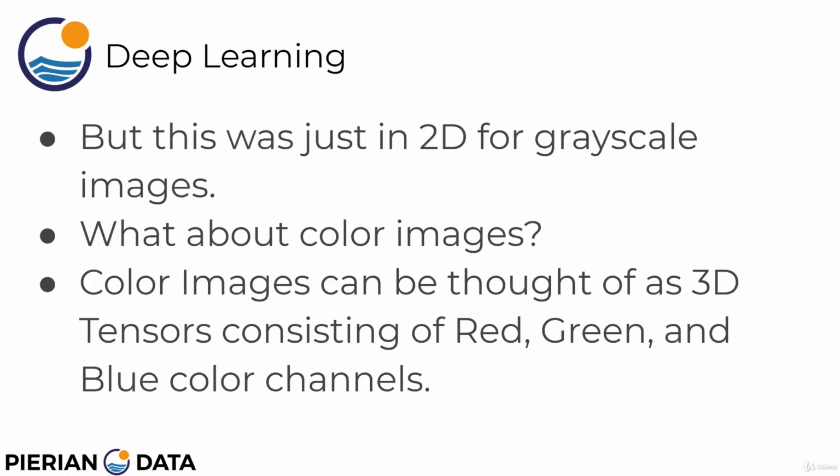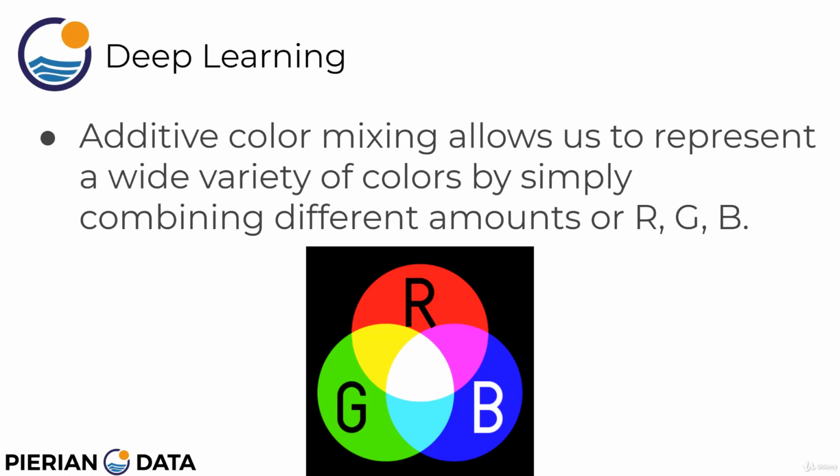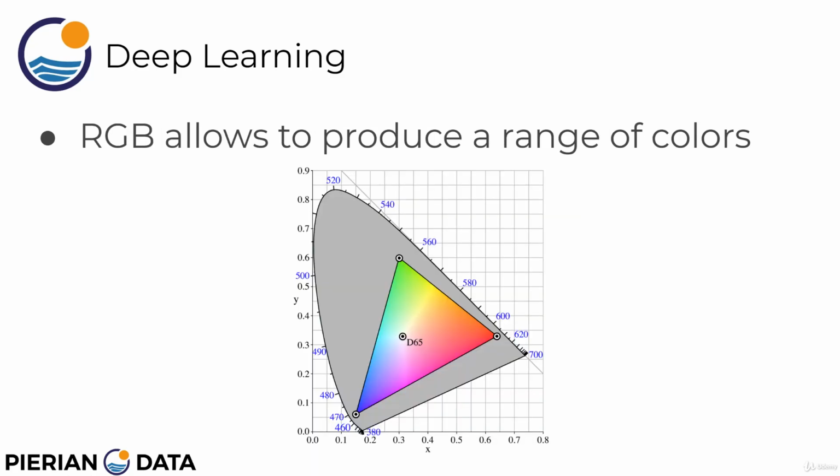Now keep in mind, that was an example for technically just a grayscale image, but what about color images? Color images can be thought of as 3-dimensional tensors consisting of red, green, and blue color channels. Additive color mixing allows us to represent a wide variety of colors by simply combining different amounts of red, green, and blue. So you've probably already heard of RGB color coding, red, green, blue color coding. And the idea behind that is, through some combination of red, green, and blue, you can create any version of any color. Now keep in mind, there are limits to this.